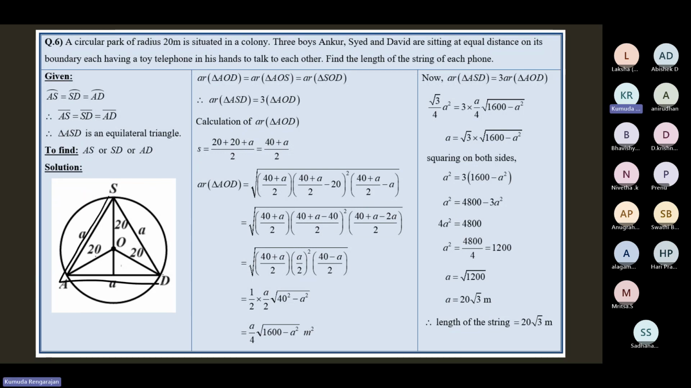The whole triangle is made up of these 3 triangles, 1, 2, 3. This is triangle 1, this is triangle 2, this is triangle 3. Area of triangle 1 plus area of triangle 2 plus area of triangle 3 is equal to the area of the triangle ASD. But all of them have the same area because they have the same sides, 20, 20 and A. So you can write area of the whole triangle ASD is equal to 3 times the area of the triangle AOD.